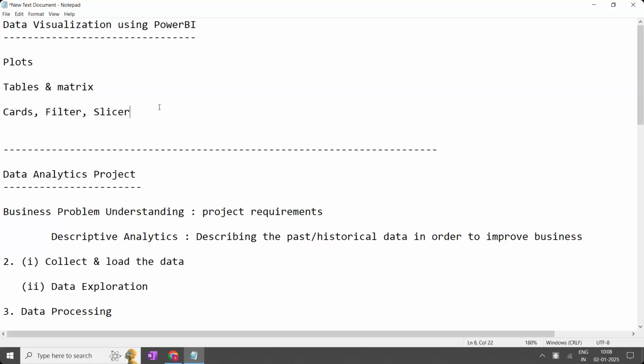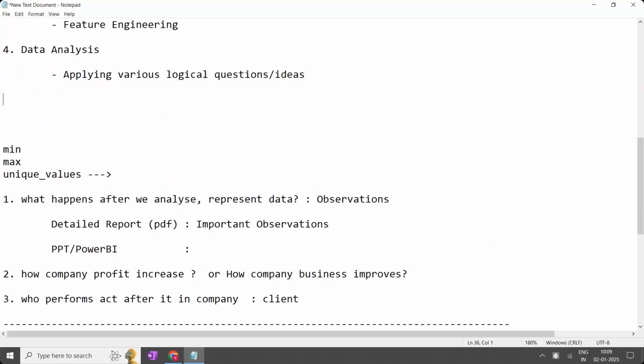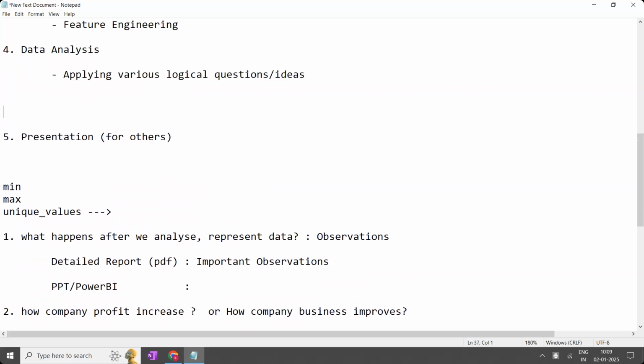How you are going to present is more important. While presenting, again, you'll have the common point, the common question. Up to here you analyze, this is up to you. After this, the fifth and important step is presentation. This is for others. Up to this is for our own understanding. This is for others. Now, in the presentation, I'm going to ask you to present.